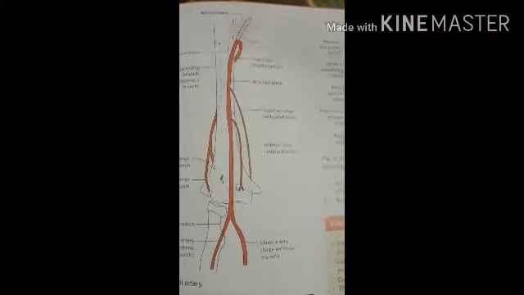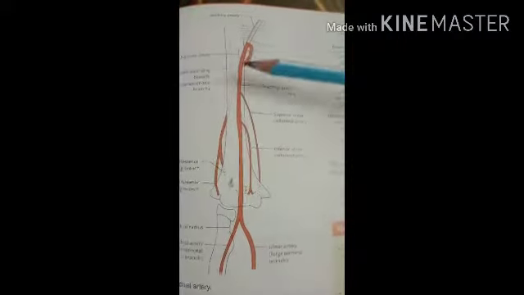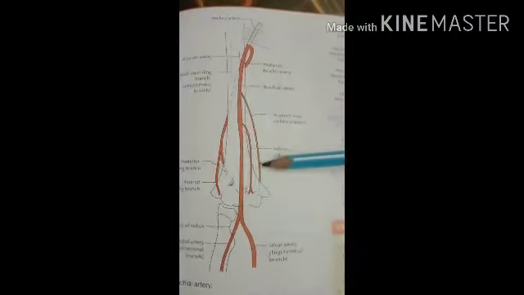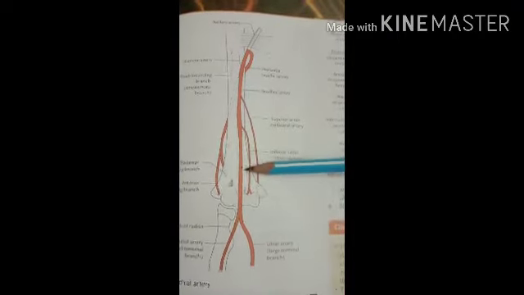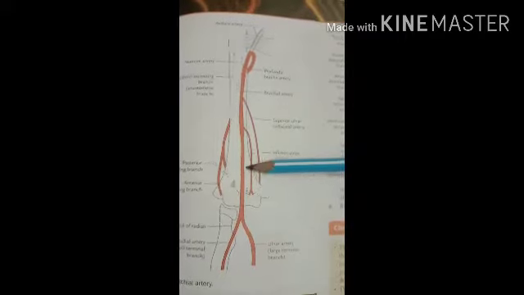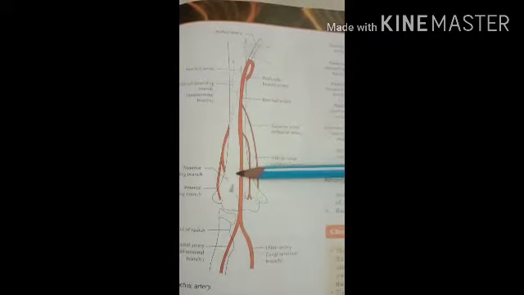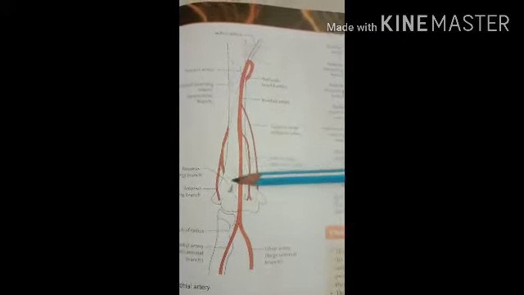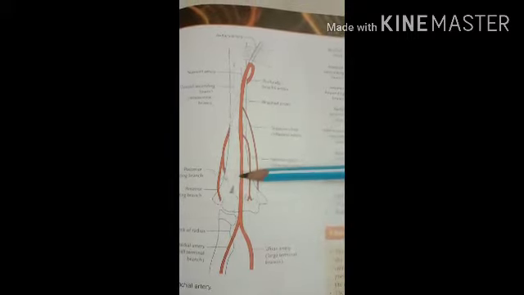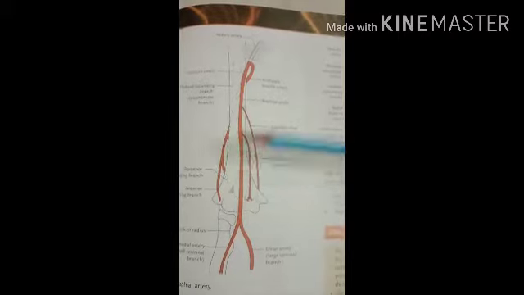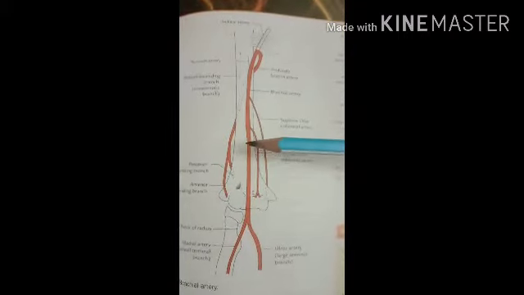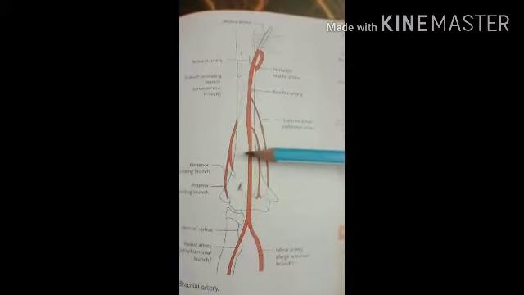Then the next clinical point is rupture of the brachial artery in a supracondylar fracture of the humerus. This is generally the lateral supracondylar fracture or the supracondylar fracture. The rupture of the brachial artery may lead to Volkmann's ischemic contracture. So these are the clinical importance related to the brachial artery.